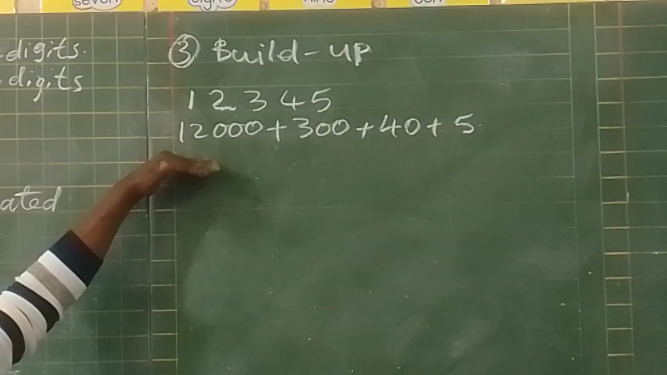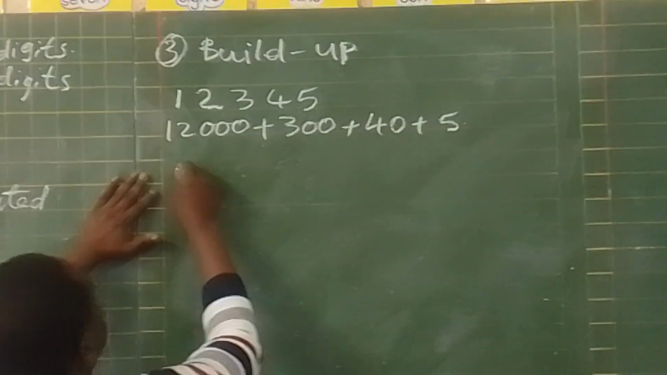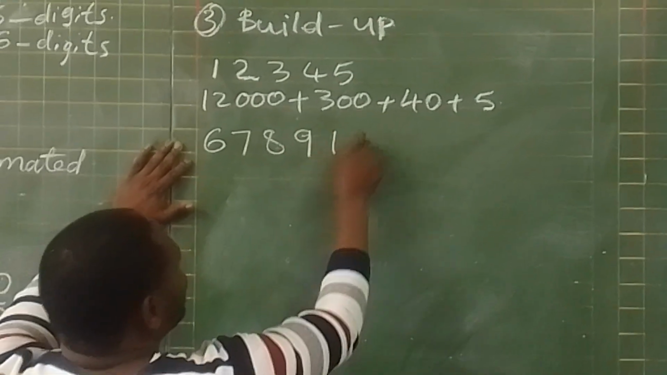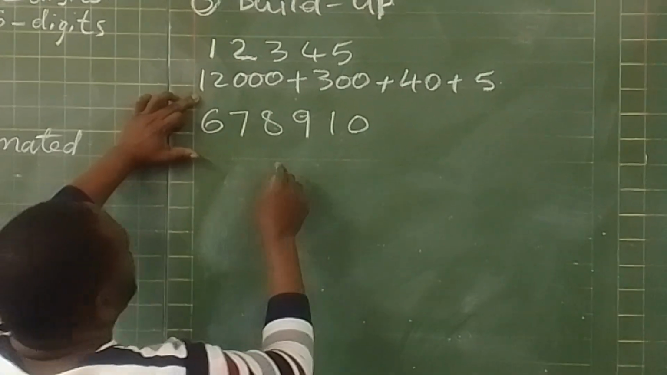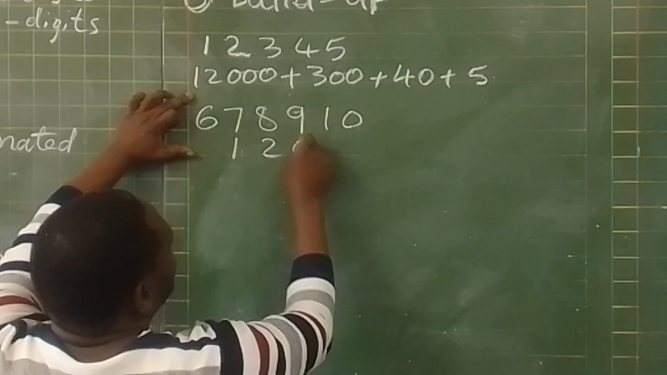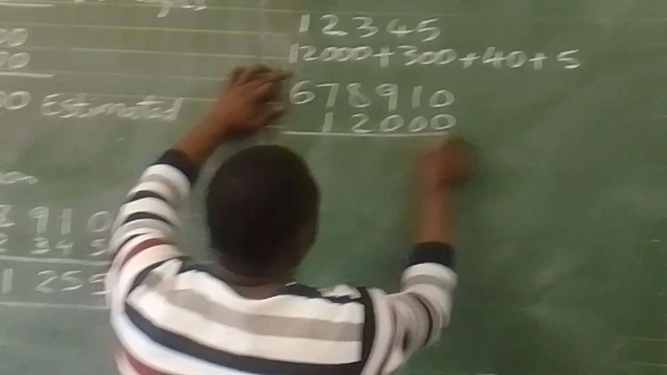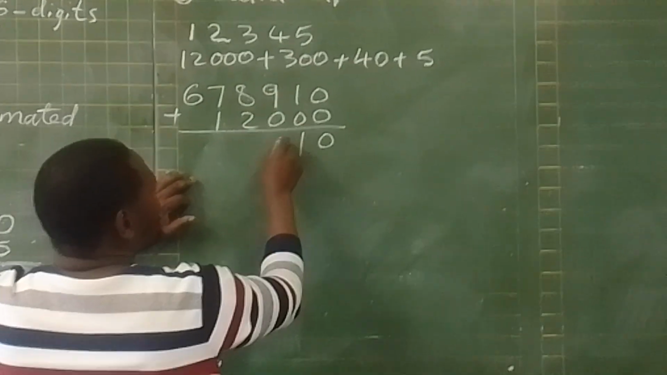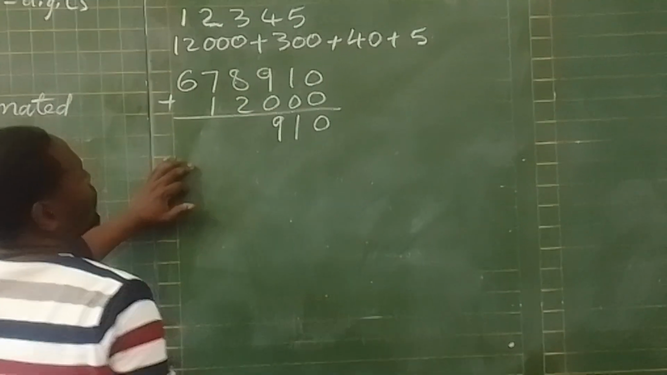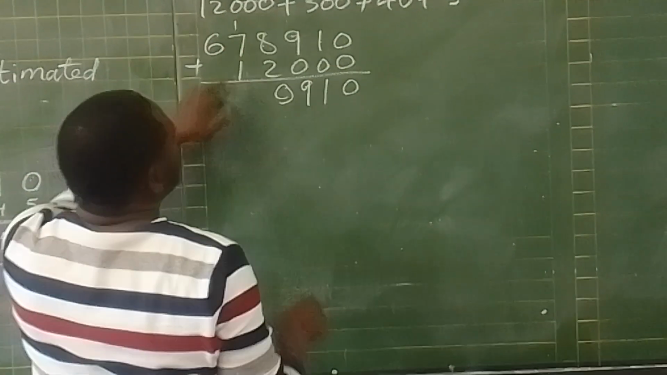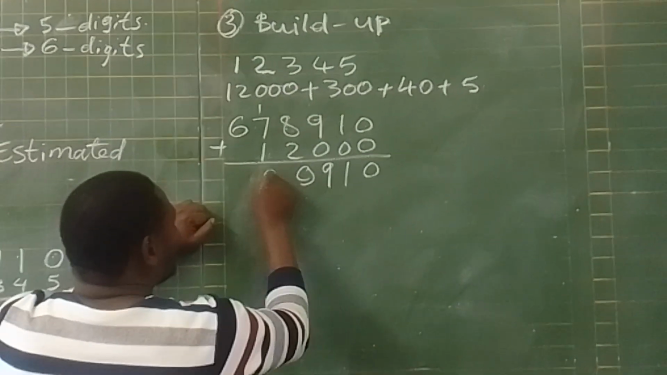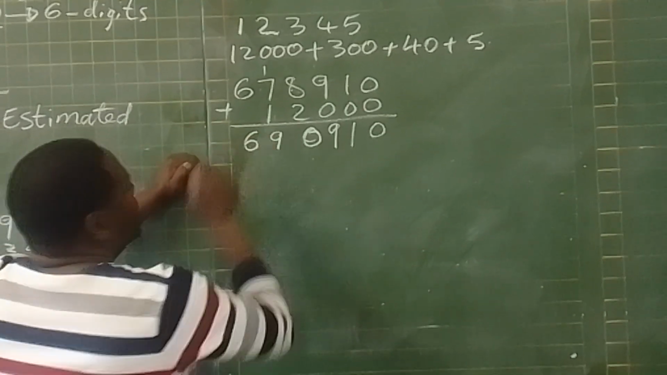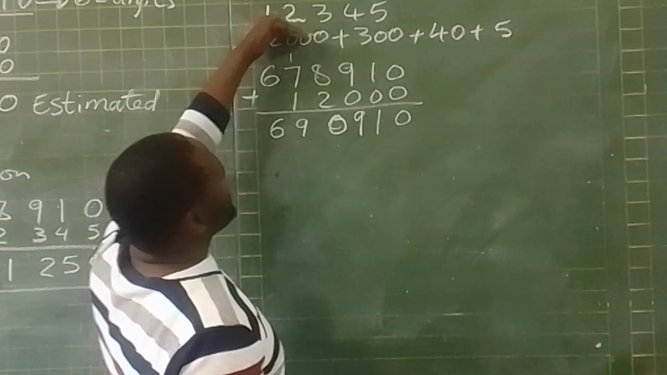Right. You start adding these numbers. You start using 6, 7, 8, 9, 10. You add it to 12,000. You add, you get 0, get a 1. 9 plus 0 is 9. 8 plus 2 is 10, carry a 1. 7 plus 1 is 8 plus 1 is 9. 6. This is the number that you get from adding 12,000.